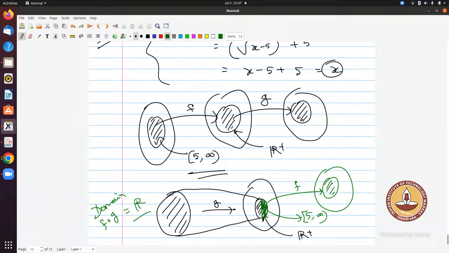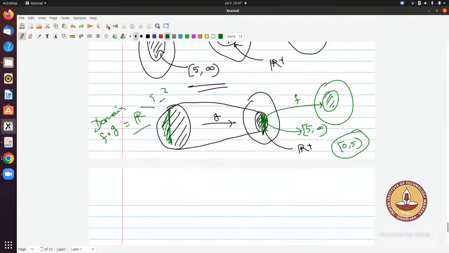But in this portion, say 0 to 5, this portion is in the range of G, but I cannot apply F on that. So I have to eliminate those elements from the domain of G for which I am getting 0 to 5 as output. Correct? So R minus something I should give. Can you tell me what that is? Is this clear what I am saying, or should I explain it once more?